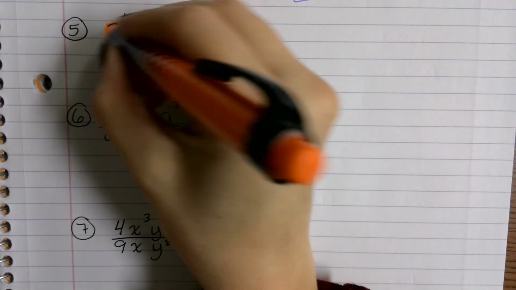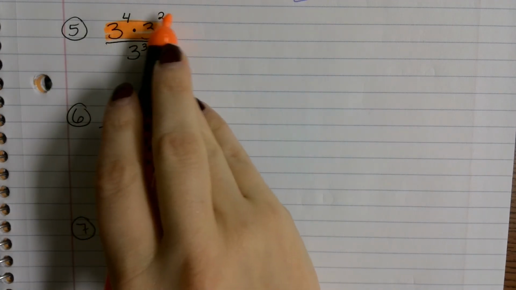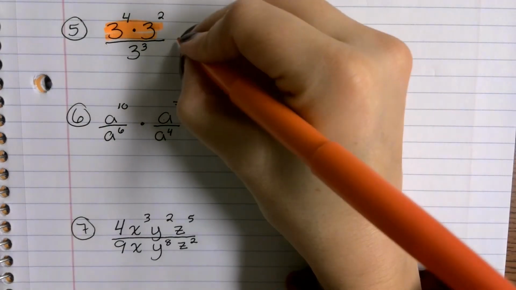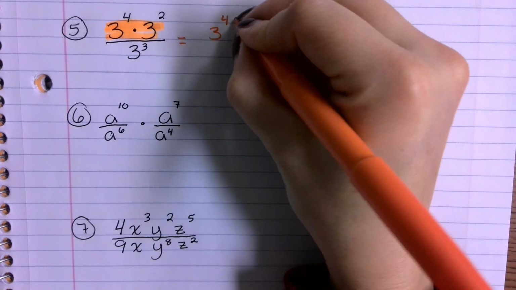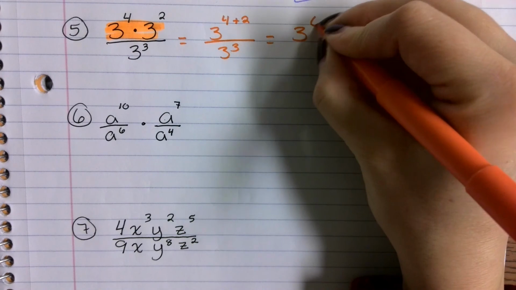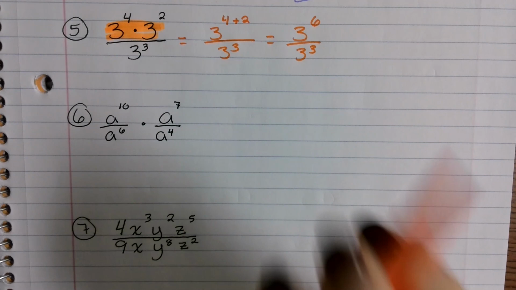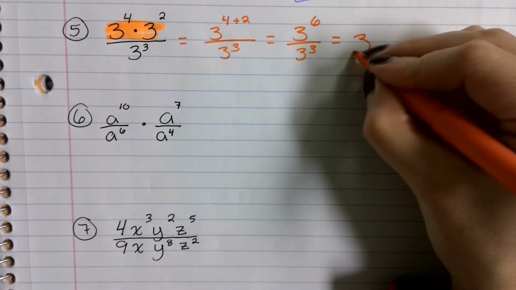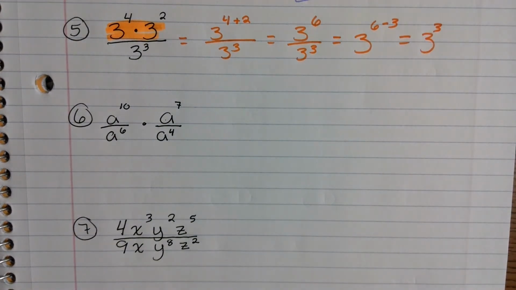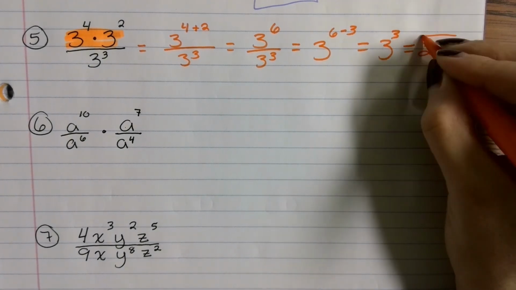So I would simplify this out first. So this is a product rule. That means what do we have to do with these exponents? If it's a product rule, we have to what, Connor? Add them. So this becomes 3 to the 4 plus 2 power over 3 to the third, which is now 3 to the 6th power over 3 to the third. Once you've done that, you now have the quotient rule. So this becomes 3 to the 6th minus 3 power, which is 3 to the third. And then you can simplify 3 to the third. 3 times 3 times 3 will give you 27. And then you're done.